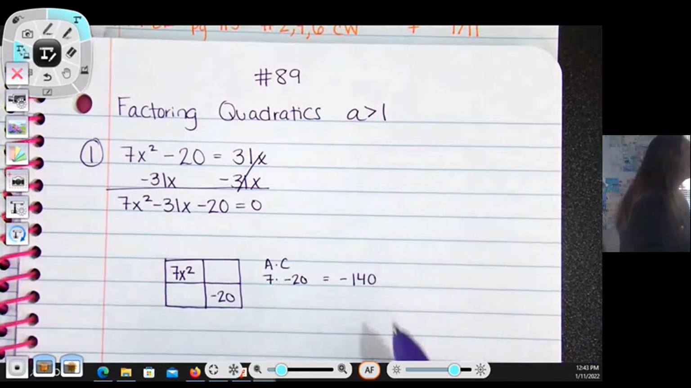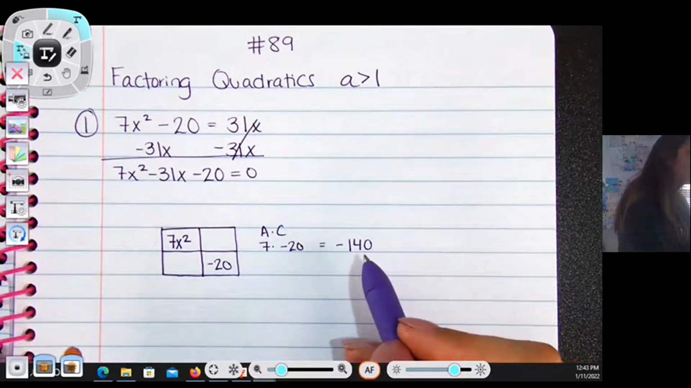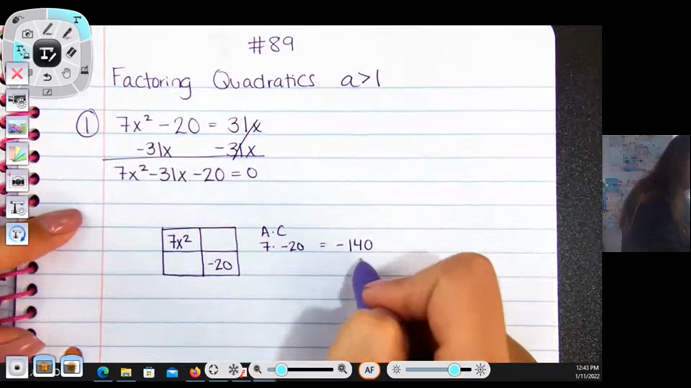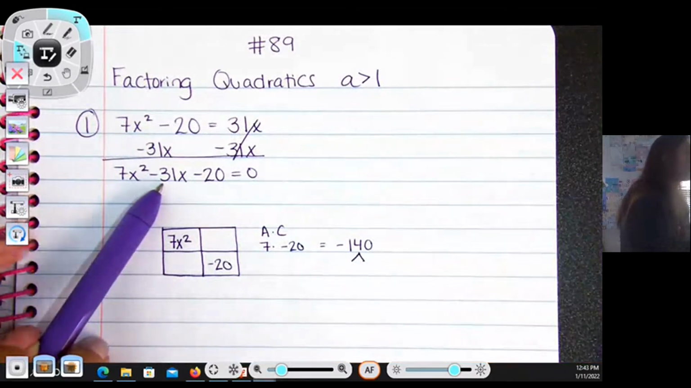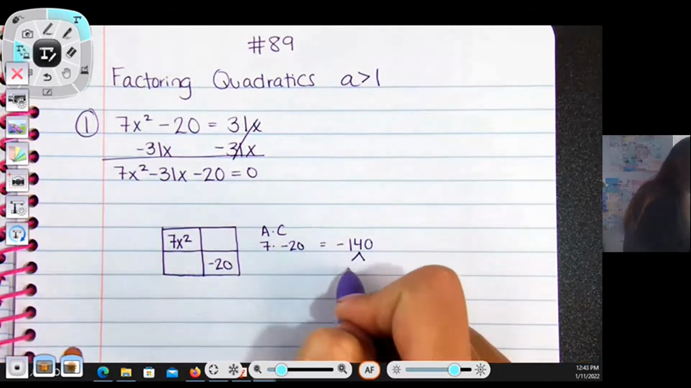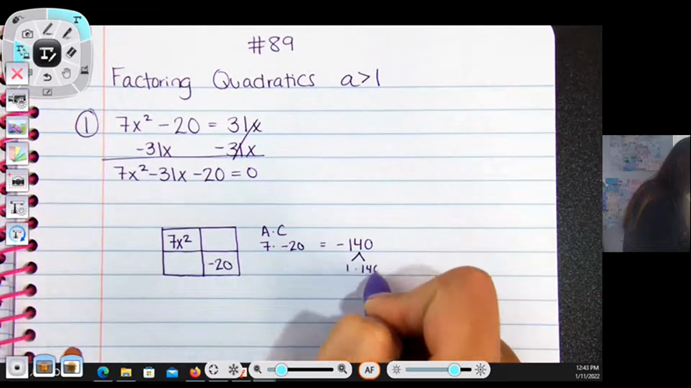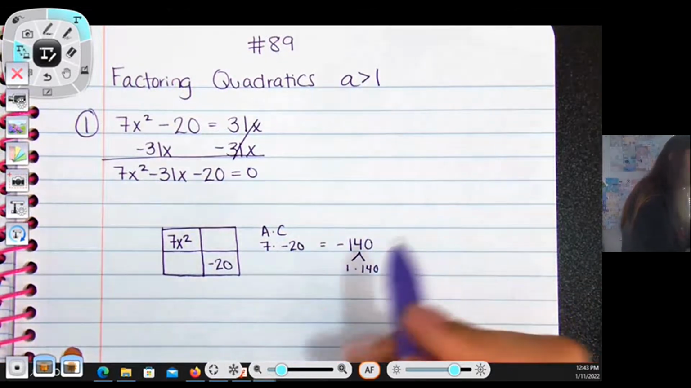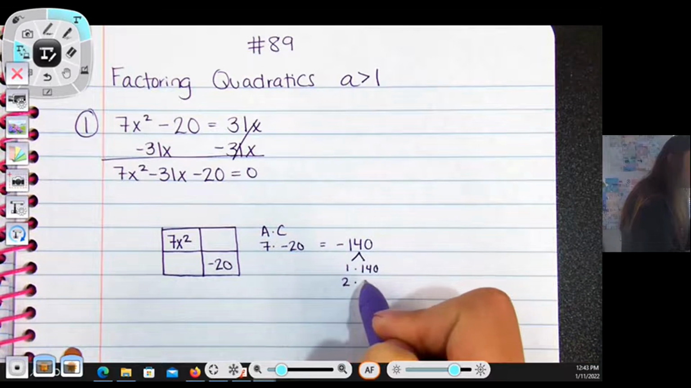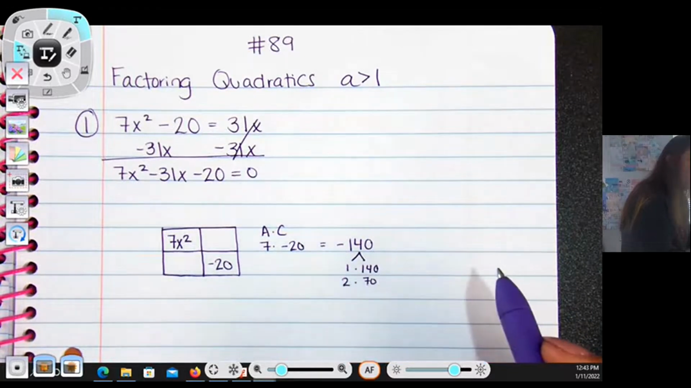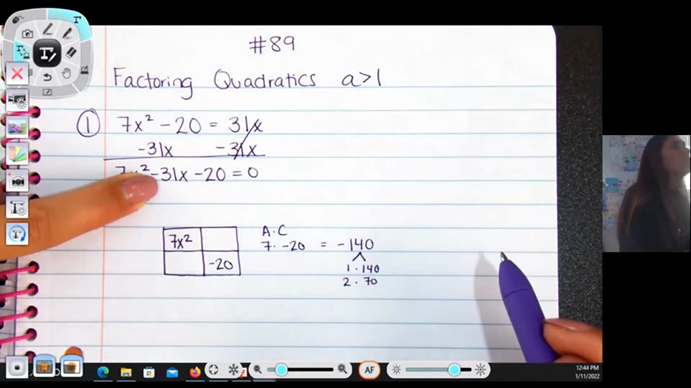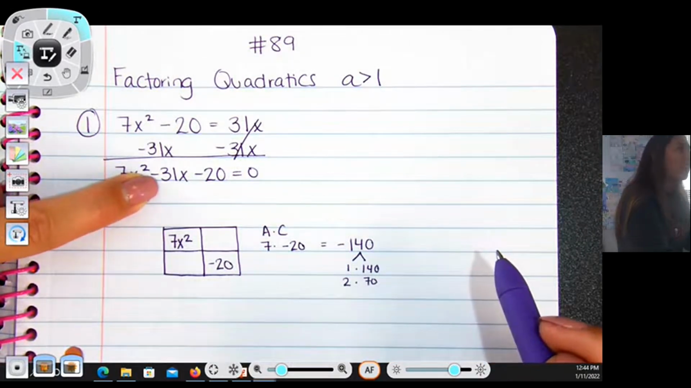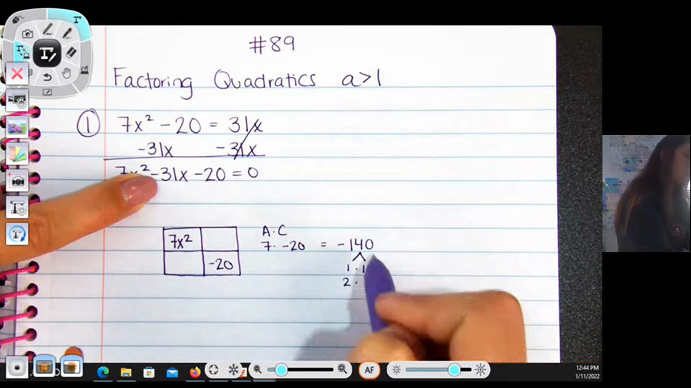Okay. So now what we're doing is the same exact thing as yesterday. We are going to find multiples of 140 that add to make your b value, negative 31. It's awkward, so you can just start with the easy ones. 1 times 140. That's not going to make 31, but it might help you list them out. 2 times 70 makes 140, but that does not make 31. Does 3 go into 140? No, not evenly. Does 4 go into 140?